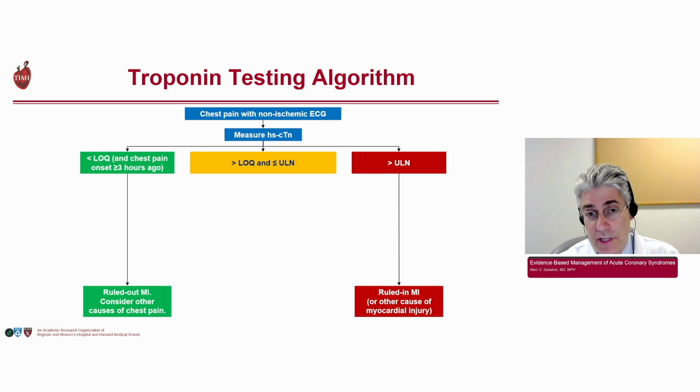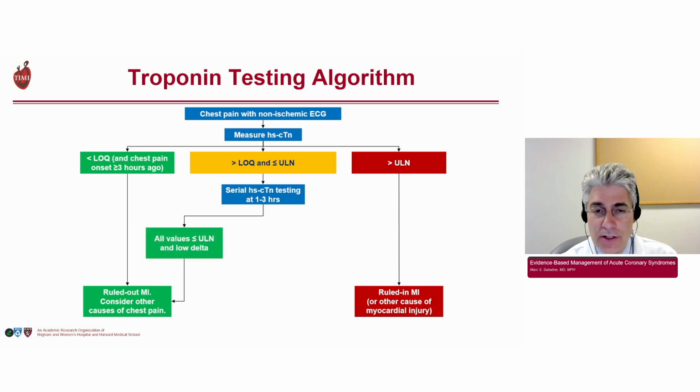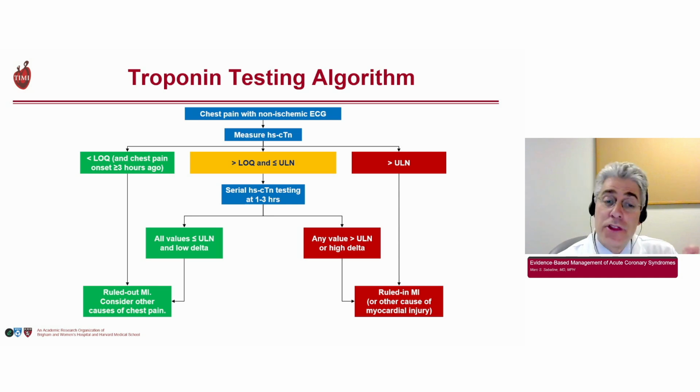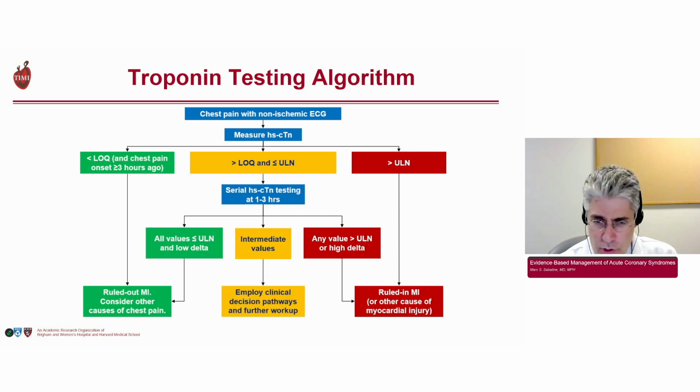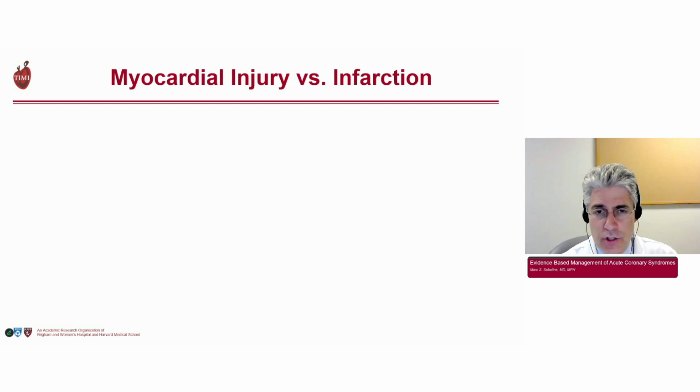Most patients will fall somewhere in between. They're above the limit of quantification, but they're below the upper limit of normal. What do you do then? That's when you get your serial sample at 1 to 3 hours. If all the values are low and the delta is low, they've ruled out. You consider other diagnoses. If any of the values are high or the delta is high, then they've ruled in. And there are some cases which are in between and they need additional workup, which I won't talk about today.